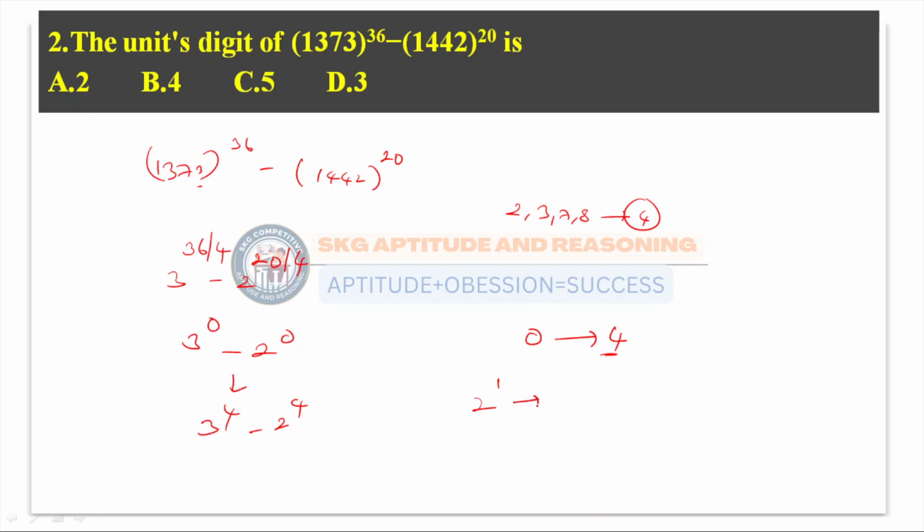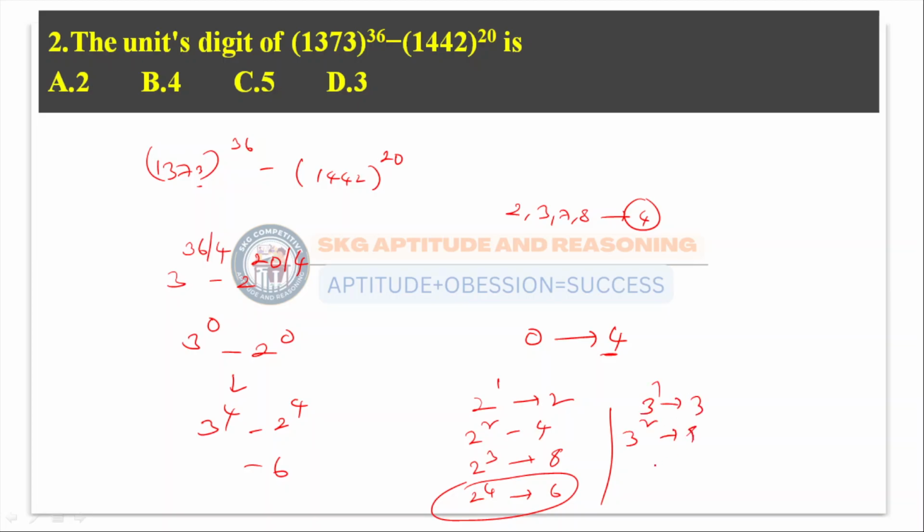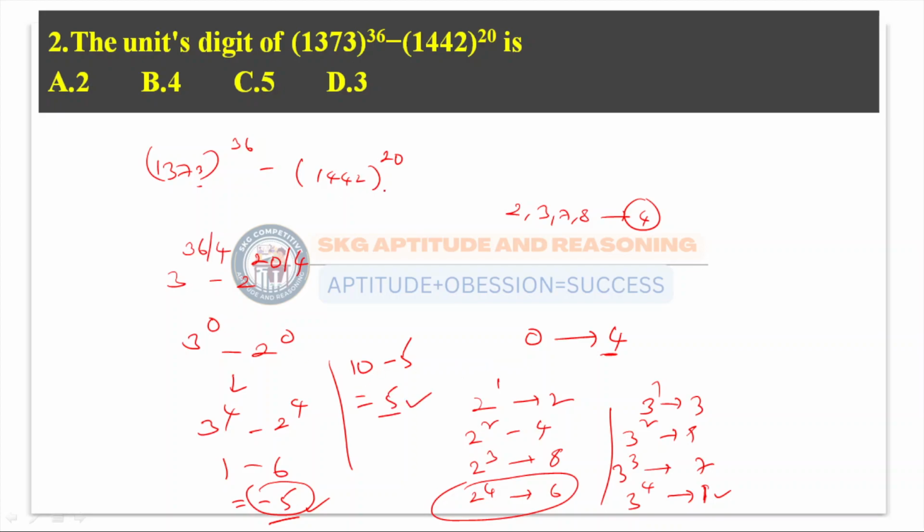The value of 2 power 1 is 2, 2 square is 4, 2 cube is 8, and 2 power 4 is 16. So the 2 power 4 value is 6 here. Next, 3 power 1 is 3, 3 square is 9, 3 cube is 27, and 3 power 4 is 81. So the 3 power 4 value is 1. So we get the answer as minus 5. But a unit digit can never be negative. In any case, if we get a negative unit digit, we need to add 10 to the resultant value. So 10 minus 5 equals 5. So the unit digit of the whole number is 5, which is presented in option C.